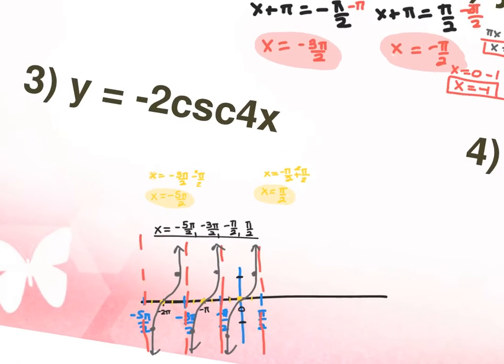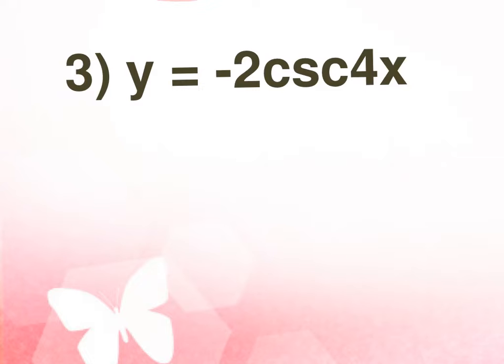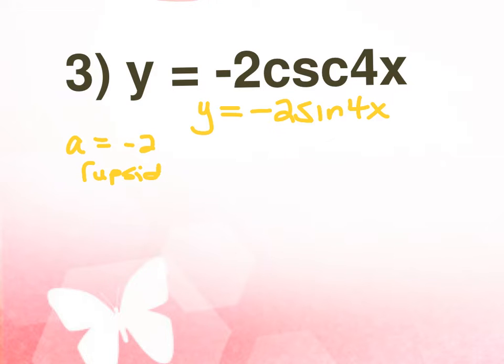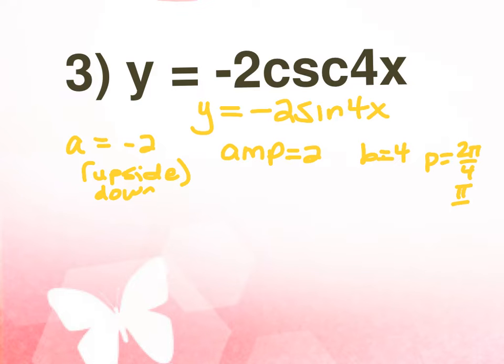All right, then comes cosecant. So y equals negative 2 cosecant 4x means I first have to graph what? Sine. Good. So negative 2 sine 4x. My a is negative 2, which means this is going to be an upside down sine. But my amplitude is the absolute value of that, which is 2. The b is 4, and the period for sine and cosine is 2 pi over b, which would be pi over 2.